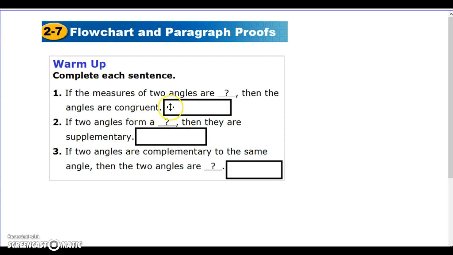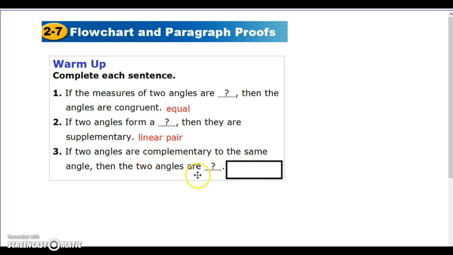So if two angles are equal, then they are congruent. If two angles form a linear pair, they are supplementary. And finally, if two angles are complementary to the same angle, those two angles must be congruent, right?